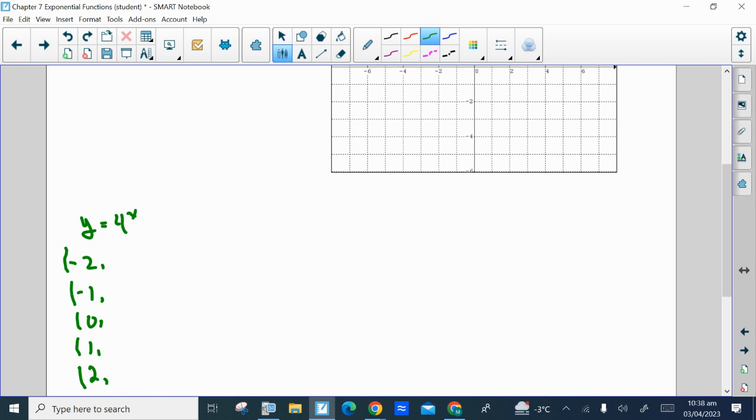So when x is negative 2, 4 to the negative 2 is 1 over 4 squared, or 1/16. When x is negative 1, 4 to the negative 1 is 1 over 4 to the positive 1, or 1/4. 4 to the 0 is 1. 4 to the 1 is 4. 4 squared is 16.